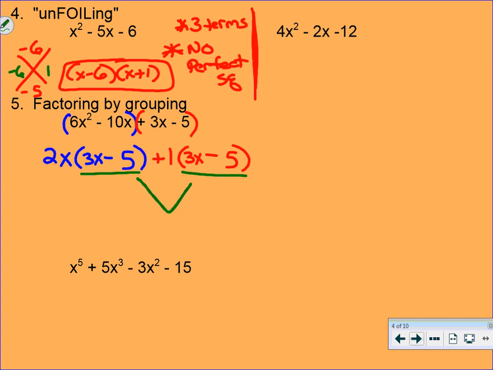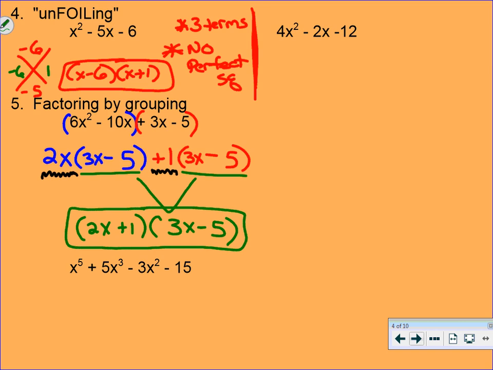And if they are, that is going to be brought down for one of your answers. So half of your answer is the 3x - 5. The other half of your answer comes from the parts that are before, the actual GCFs that you took out of each of the parentheses that you grouped. So our other half of our answer is our 2x and then a +1. So the final answer is the combination of those 2 parentheses put together.